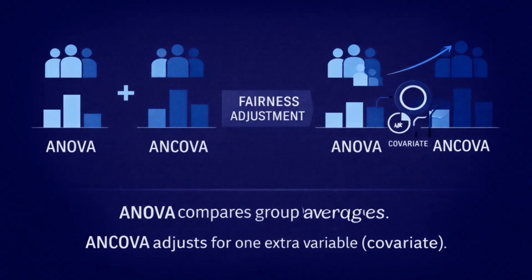One way to understand ANCOVA is to think of it as ANOVA plus a fairness adjustment. ANOVA compares group averages exactly as they are. ANCOVA still compares group averages, but it does so after adjusting for one extra variable that would otherwise distort the comparison. That extra variable is called a covariate.